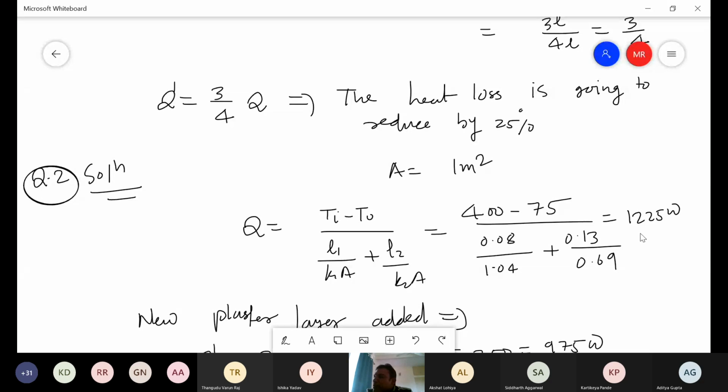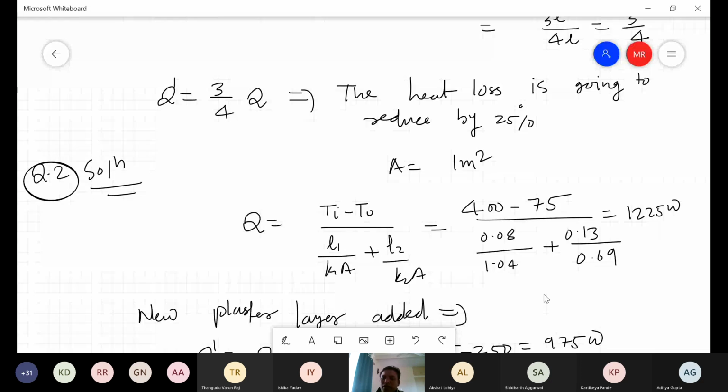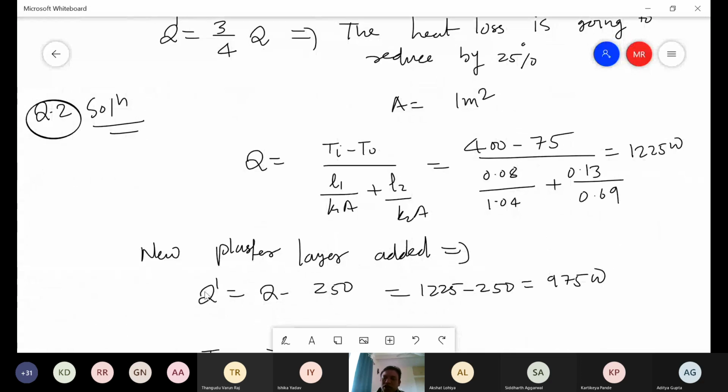Okay. Now what has been given in the problem is an additional layer of plaster is put on the ordinary brick. This additional layer of plaster is 5 centimeter thick, and by putting this, the rate of heat transfer is reduced by 250 watt per meter square. So whatever the rate of heat transfer Q we have obtained, equal to 1225, is reduced by 250 watt per meter square, isn't it? So the new rate of heat transfer comes out to be Q minus 250. So that becomes 975 watt.